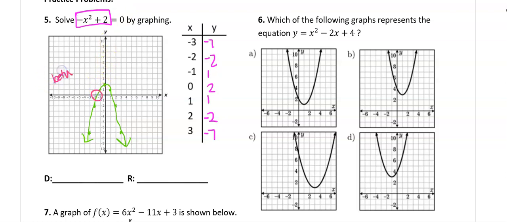This is between -2 and -1. This one right here would be between 1 and 2. Okay, and I'm okay with that on a problem like this. I'm going to have y'all estimate on a couple of your examples, okay? So that is all right.